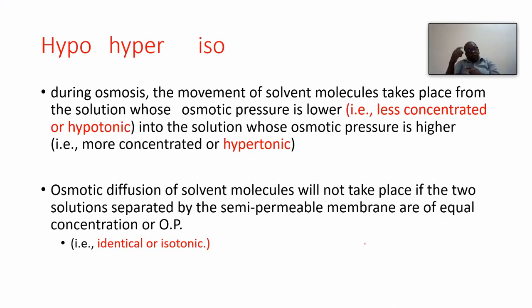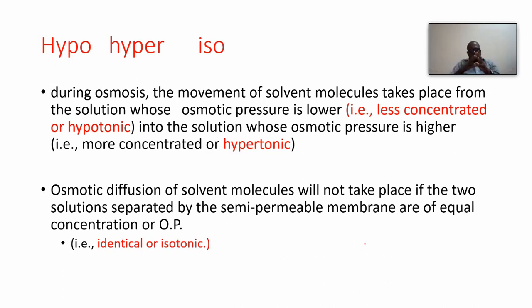In a hypertonic solution, osmotic pressure is, tell me, high. That means if the water molecules are more, that is a hypotonic solution. If the solutes are more, that is a hypertonic solution. There, the osmotic pressure is high. In the hypotonic solution, osmotic pressure is low.